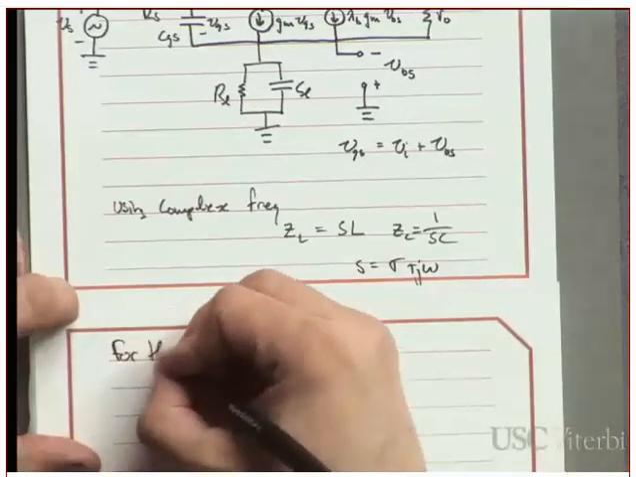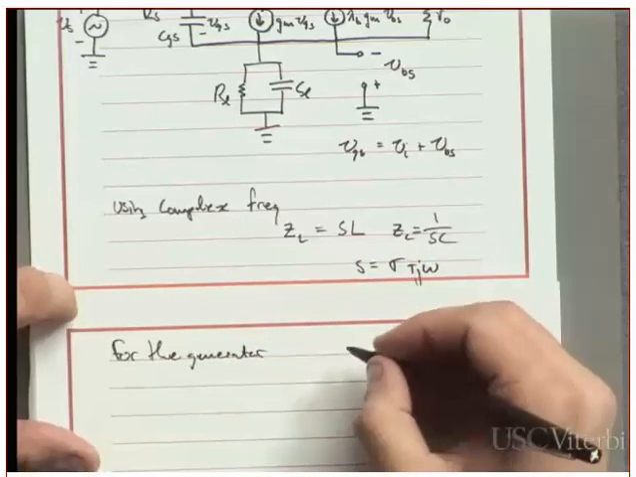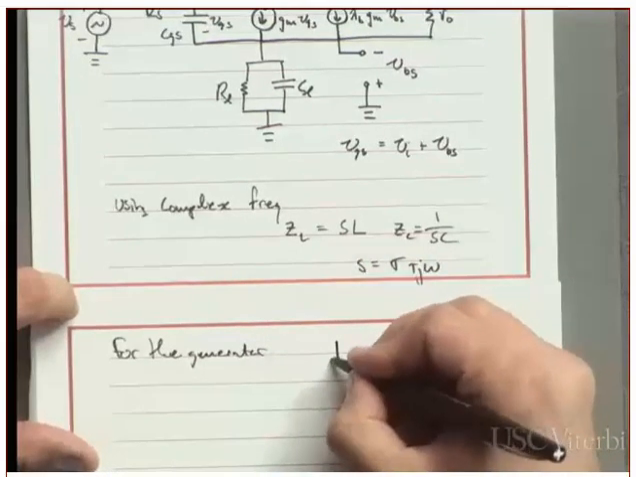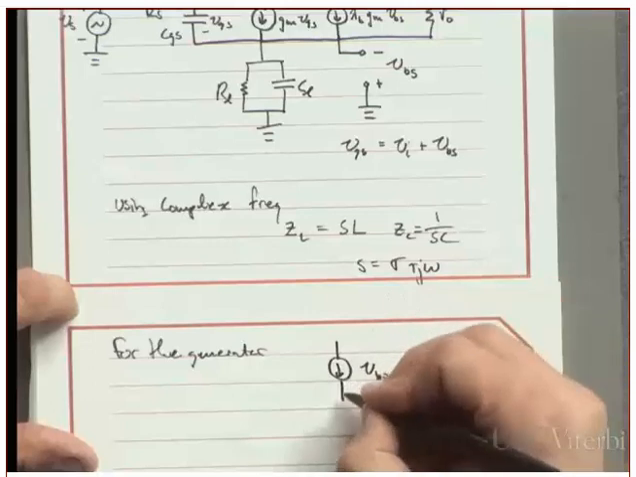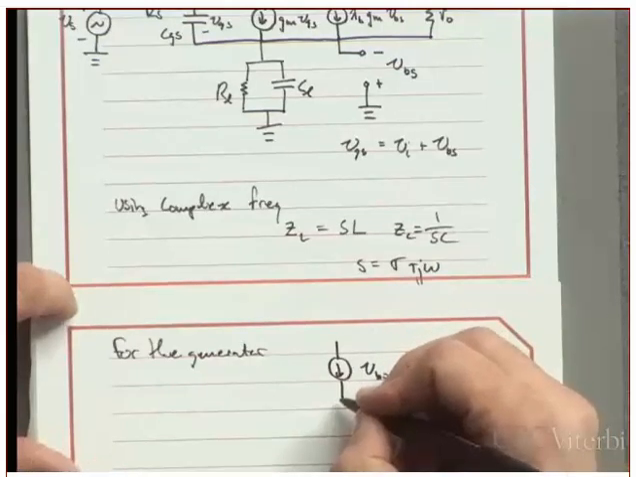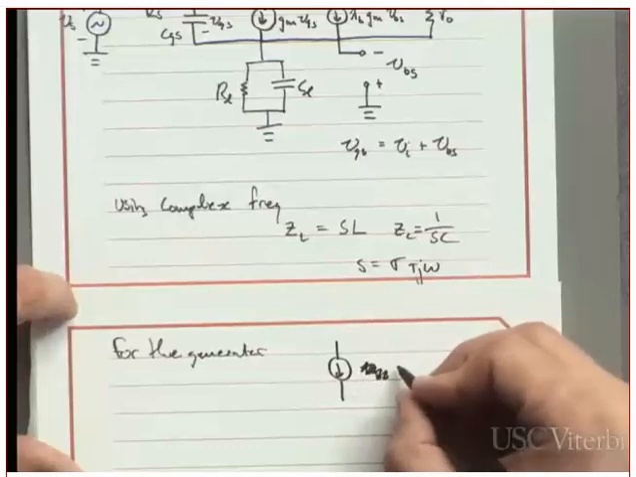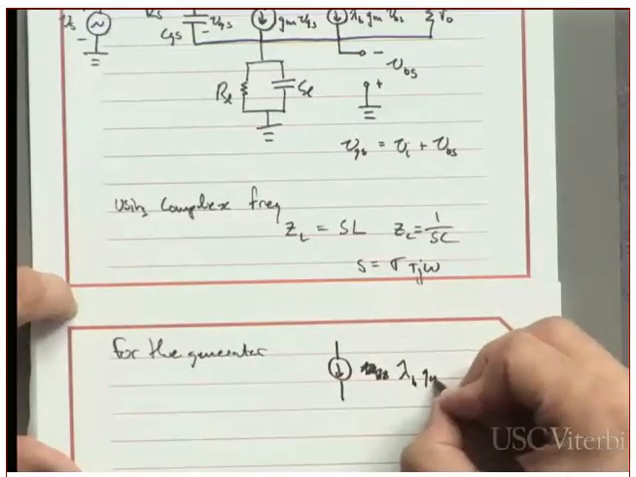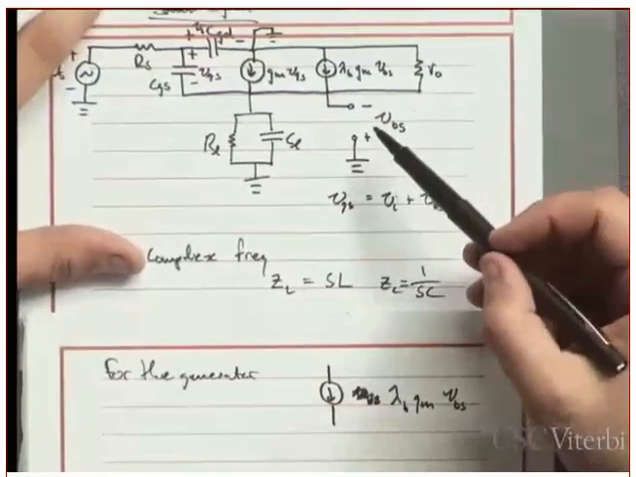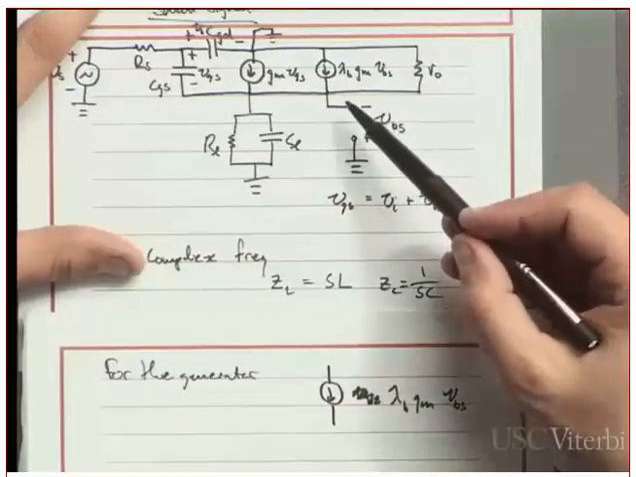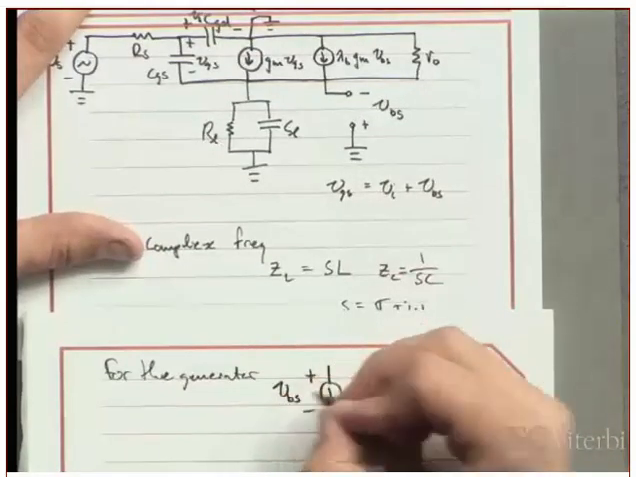So for the generator that is hooked up like this, here is VBS, it goes down, I'm sorry, its value is lambda B, GM, VBS. And if you look at how VBS is connected, ground is the positive side and this side is the negative side. So VBS is actually from here to here, VBS.